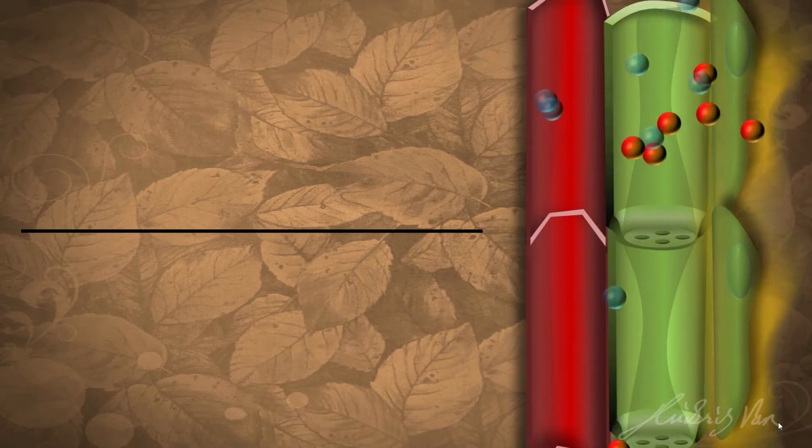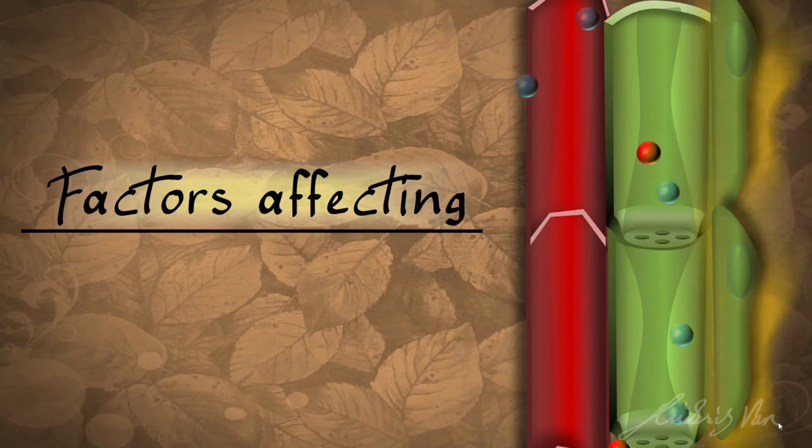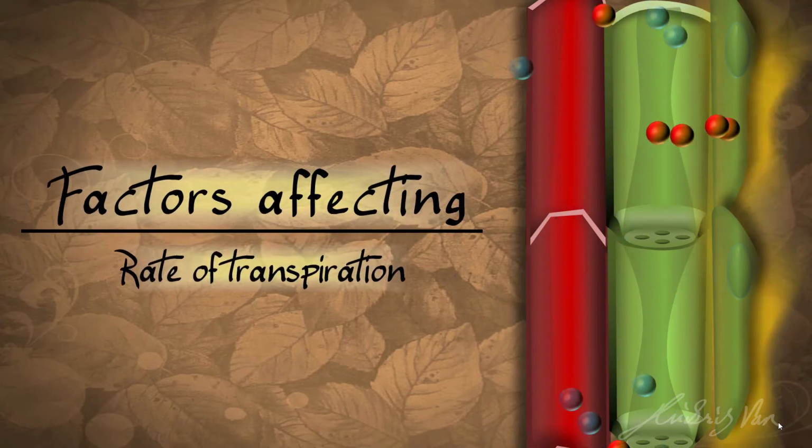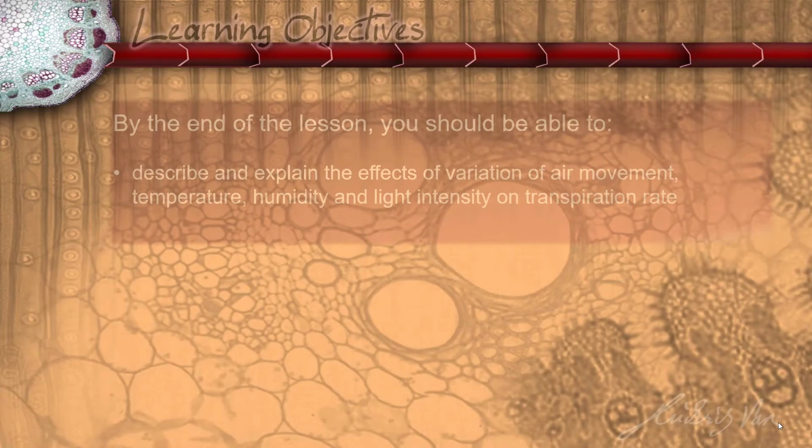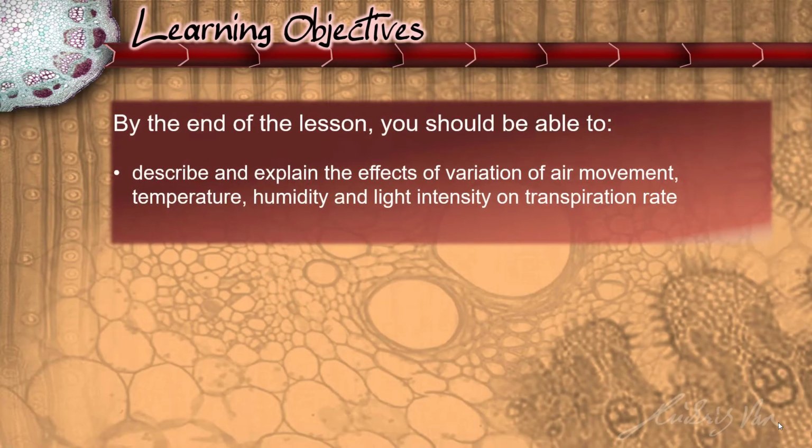So we have learned about transpiration as well as wilting in the previous video. In this lesson, you will learn about the factors affecting the rate of transpiration. By the end of this video, you should be able to describe and explain the effect of variation of air movement or wind speed, temperature, humidity, as well as light intensity on the rate of transpiration.